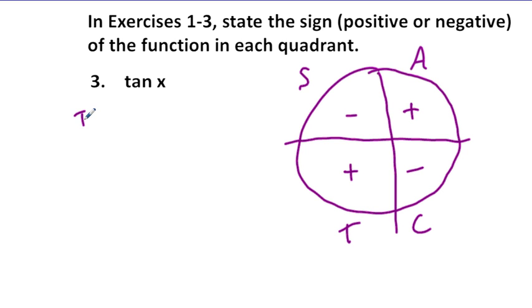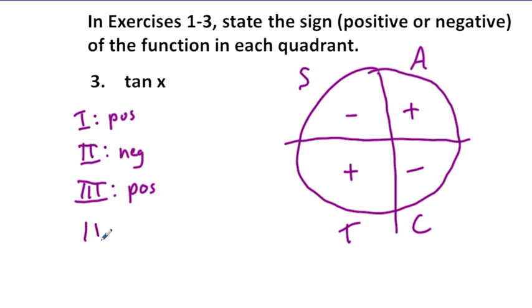So quadrant 1, we say positive. Quadrant 2, we say negative. Quadrant 3, we say positive, because sine divided by cosine is what tangent is, and when cosine and sine are both negative, like in quadrant 3, you're going to have negative divided by negative, which is positive. And quadrant 4, we have negative.